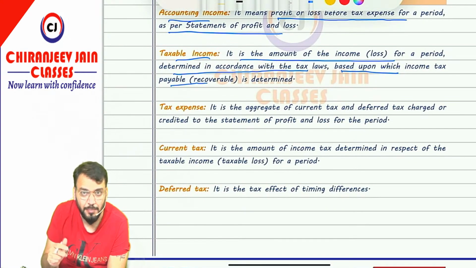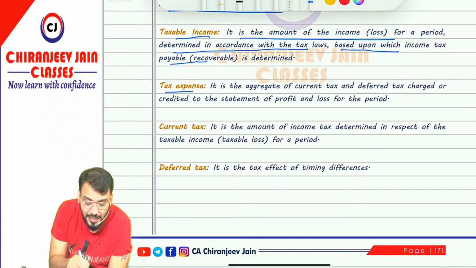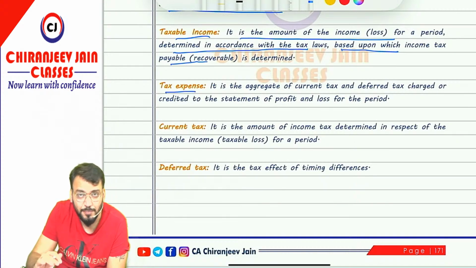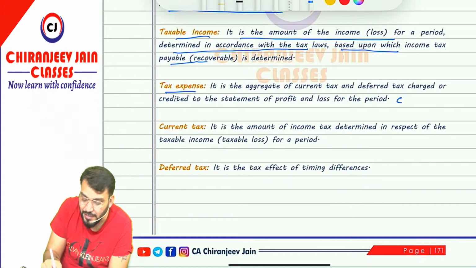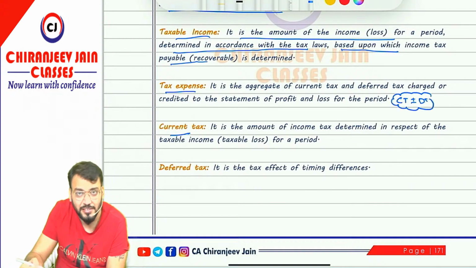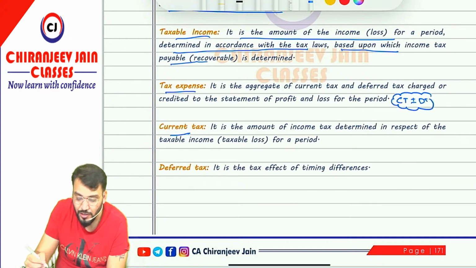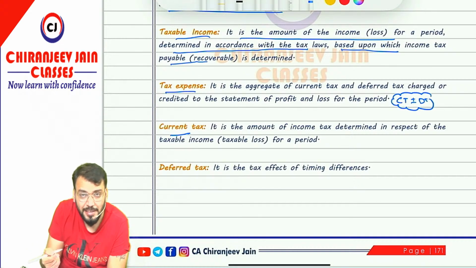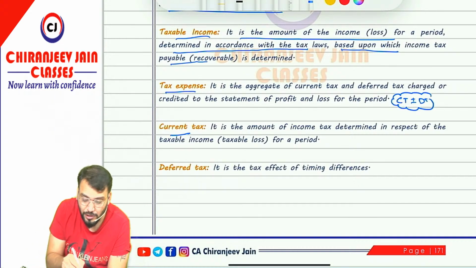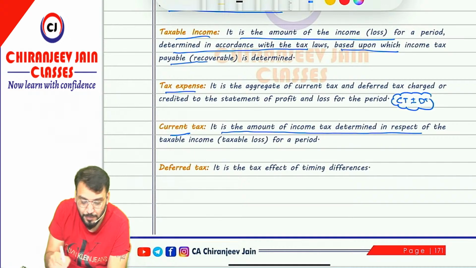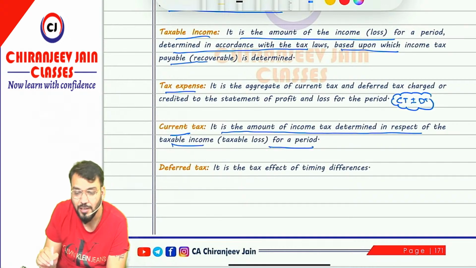What is the tax payable or recoverable? Now what is the tax expense? So in accounting, tax expense is the aggregate of current tax and deferred tax. So when I say current tax plus minus deferred tax, that is known as what? Tax expense. So what is current tax? Current tax is the amount of tax which is determined in respect of taxable income of current period. So it is the amount of income tax determined in respect of taxable income for that particular period.